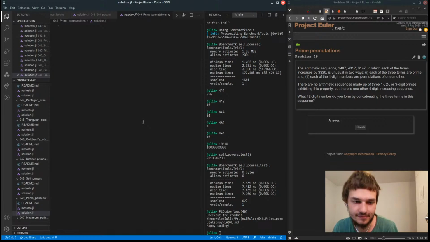So next up, the arithmetic sequence. 148748171, in which each of the terms increases by is unusual. Each of the three terms are prime. Each of the four-digit numbers are permutations of one another. There are no arithmetic sequences made up of 1, 2, or 3-digit primes exhibiting this property, but yeah, okay. What 12-digit number do you form?